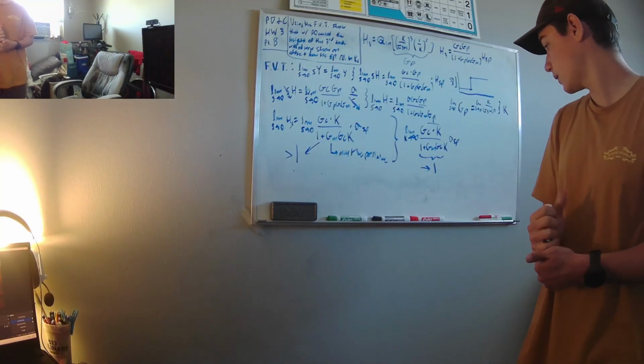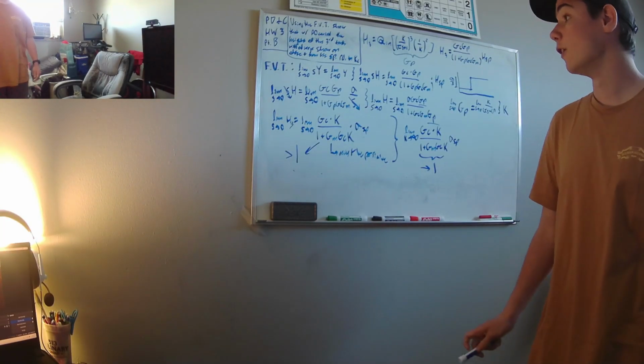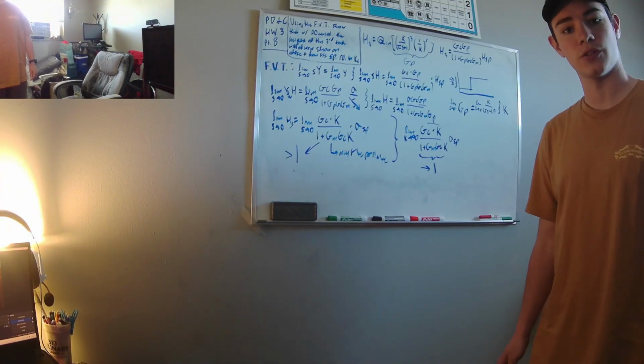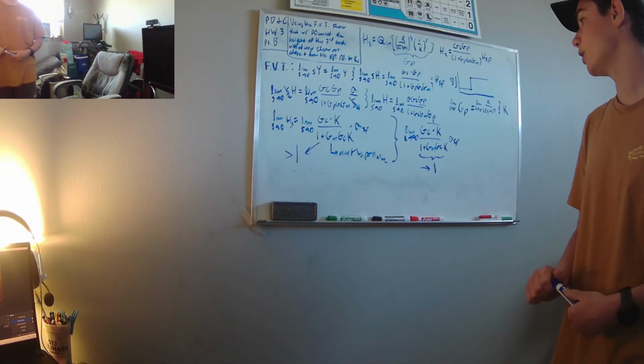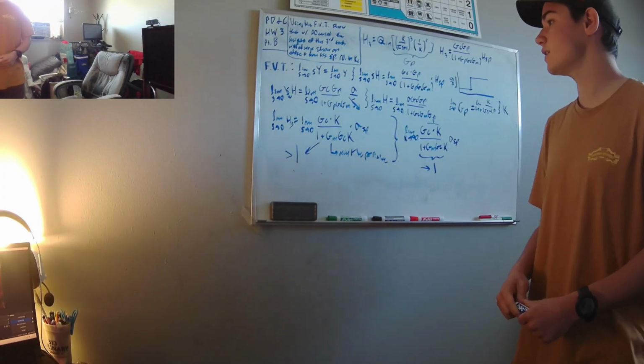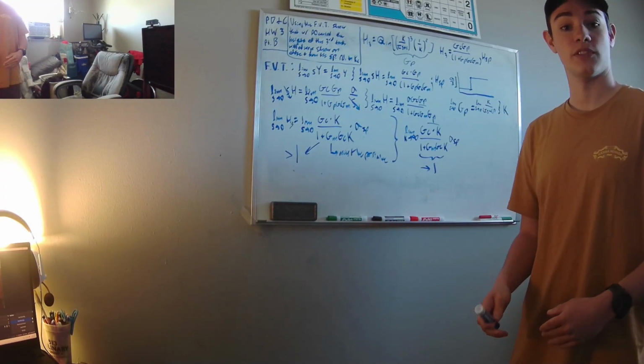I believe that is the end of part B for Round 3 for Process Dynamics and Controls. In the next part, we're going to go ahead and code this up a little bit so we can see a more real example. So we'll see you in the next one.